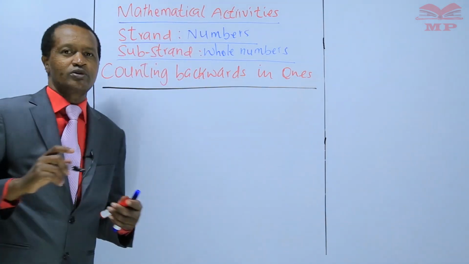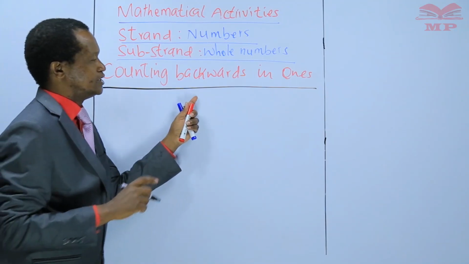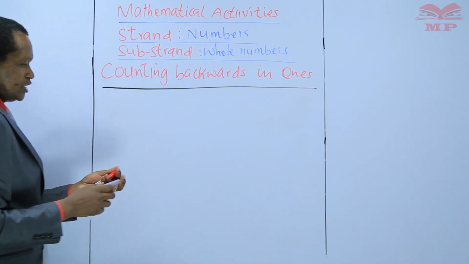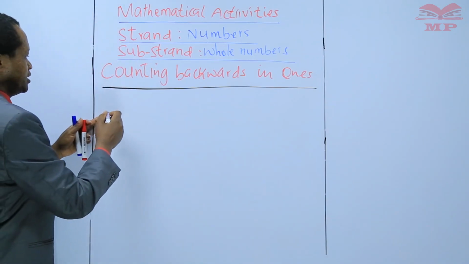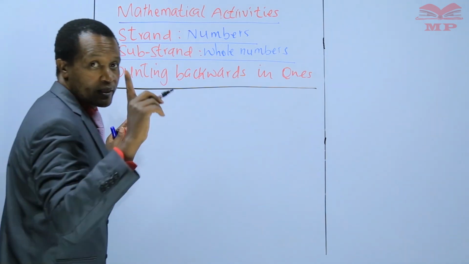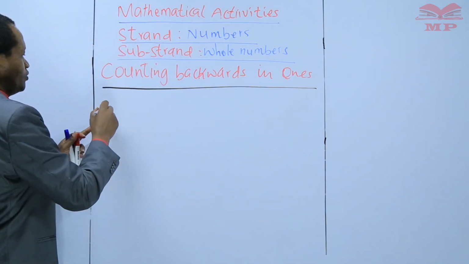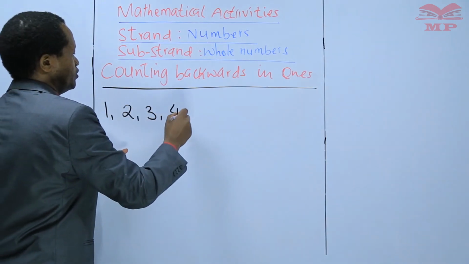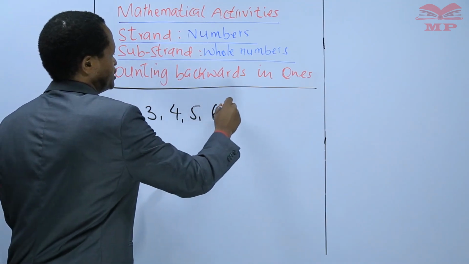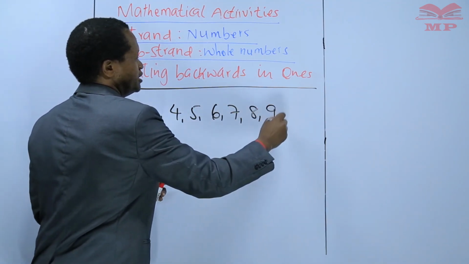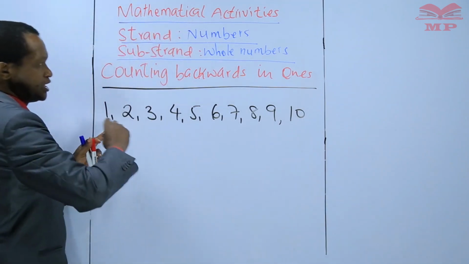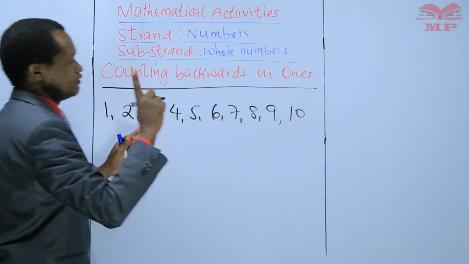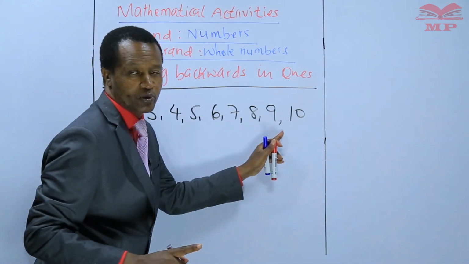In our last lesson, we counted forward in ones. And this is how we did it. Counting forward in ones, we counted from number 1 up to number 50. For example, 1, 2, 3, 4, 5, 6, 7, 8, 9, 10. This is counting forwards in ones.